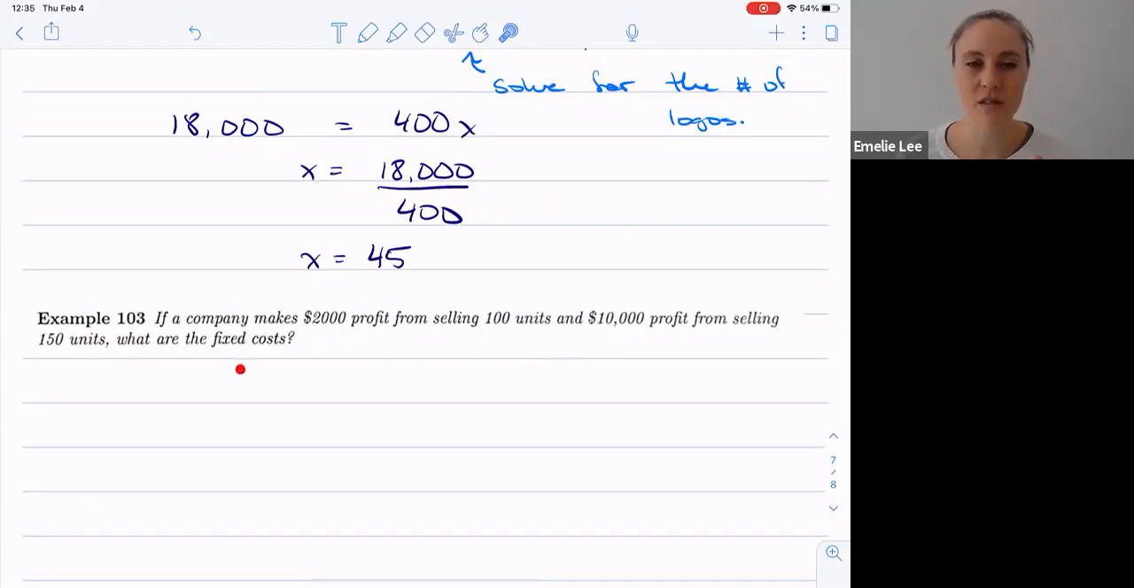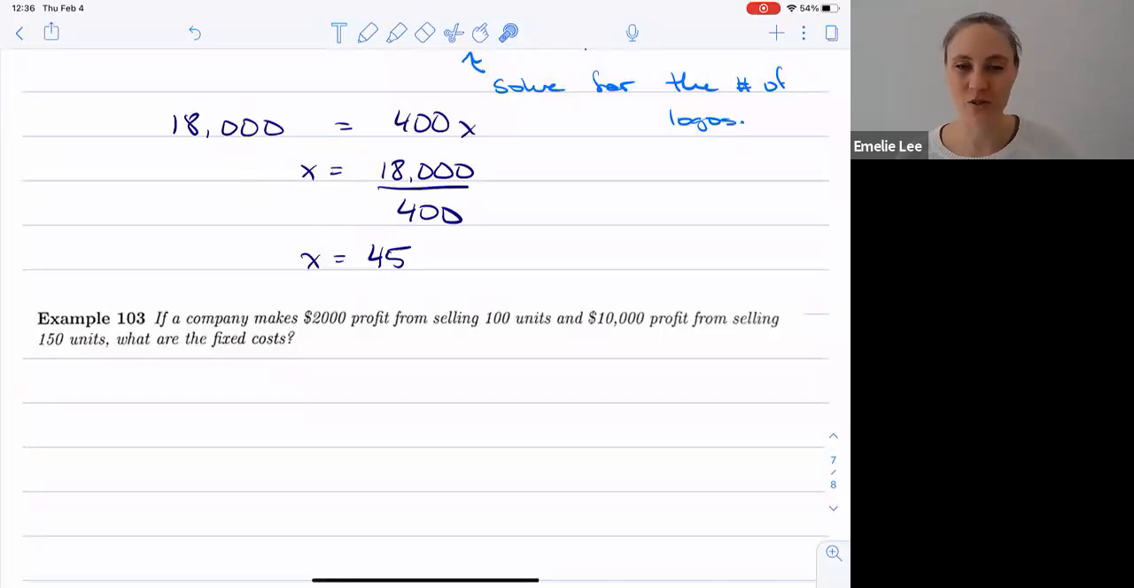What are the fixed costs? Okay. So, we know the profit and we know the number of units. And we want to know the fixed cost. So even though it looks like a quick question here, it's actually quite involved. There are going to be many ways to go about solving this, just depending on how you like to solve things.